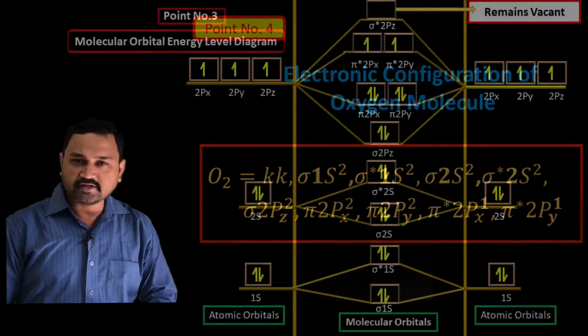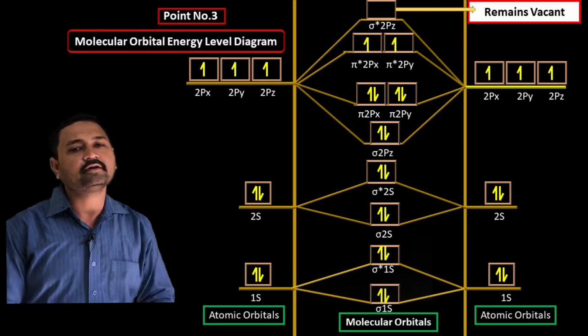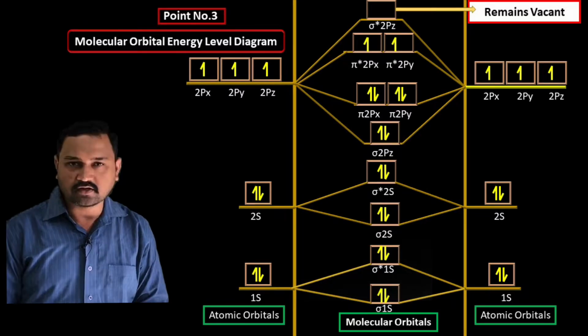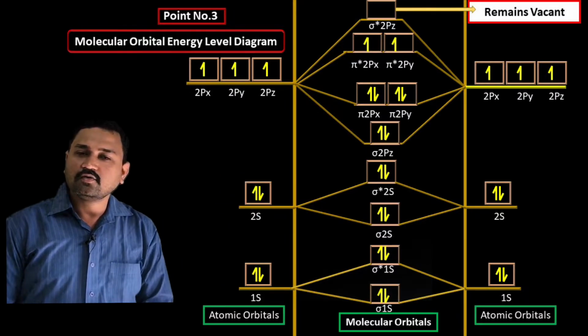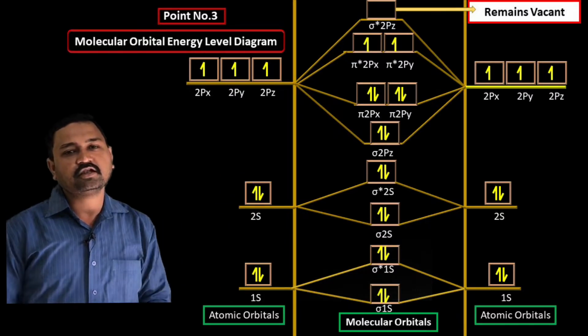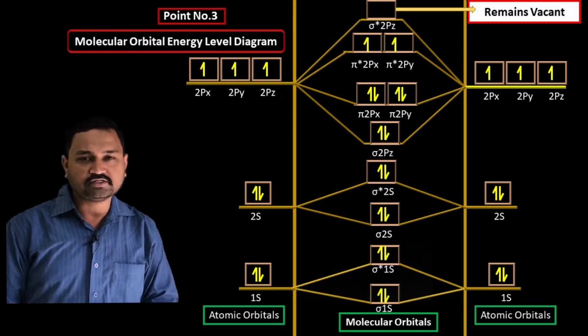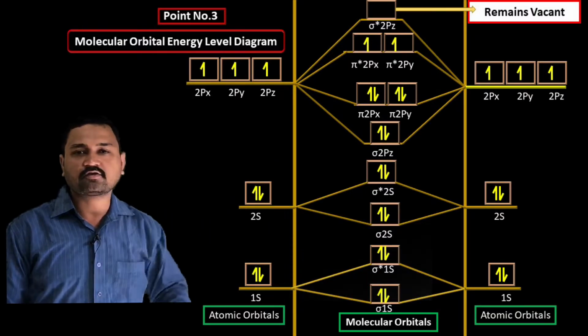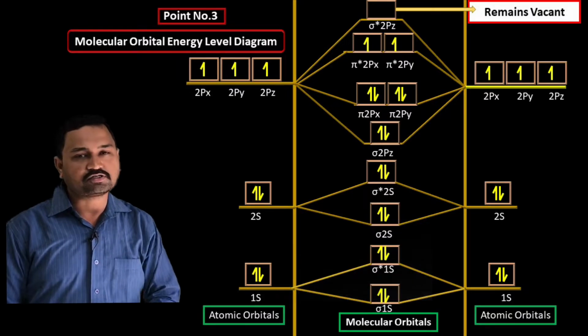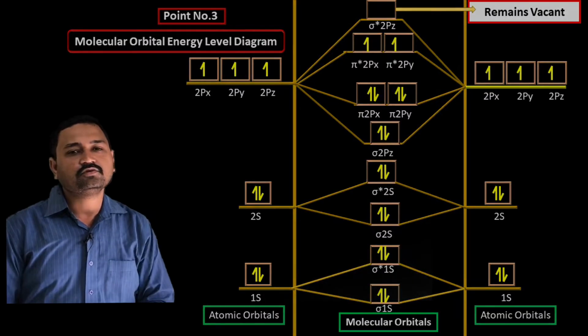While writing this electronic configuration, I have taken the reference of the construction of the molecular orbital energy level diagram that you can observe here. We have already distributed the 16 electrons in the different molecular orbitals. According to the energy level, I have simply written the electronic configuration for the oxygen molecule. So this is your point number 4.